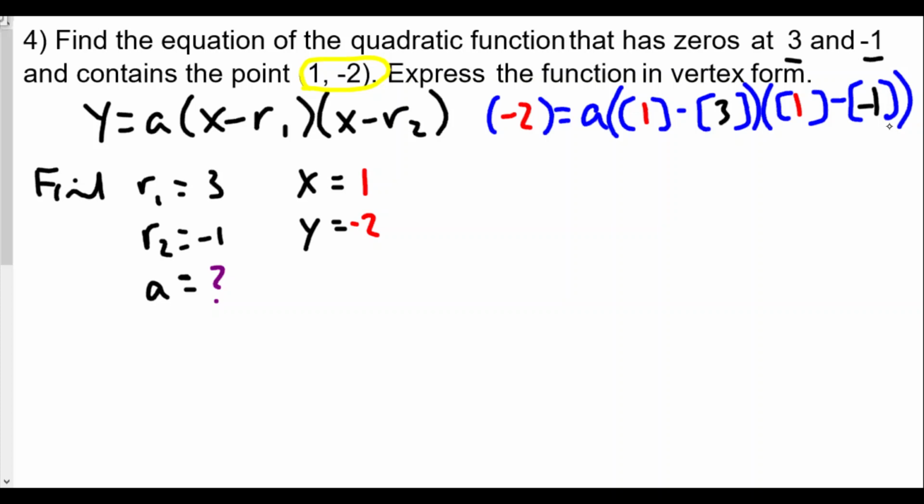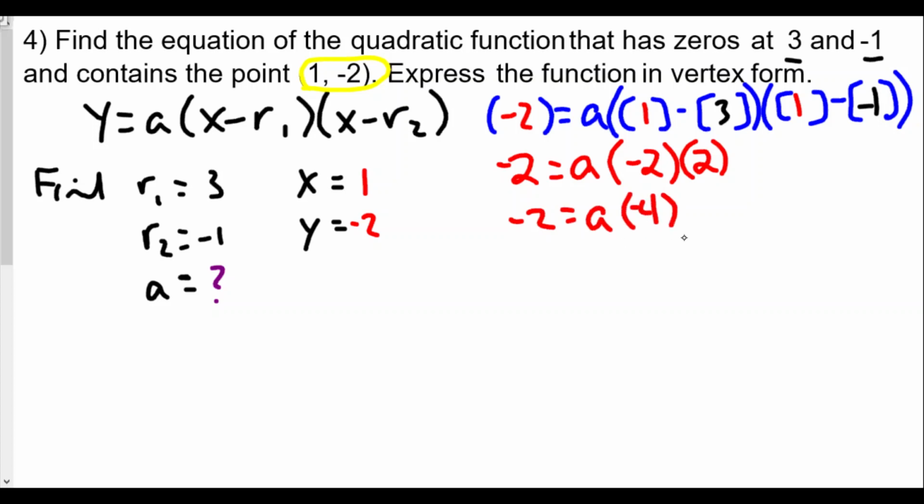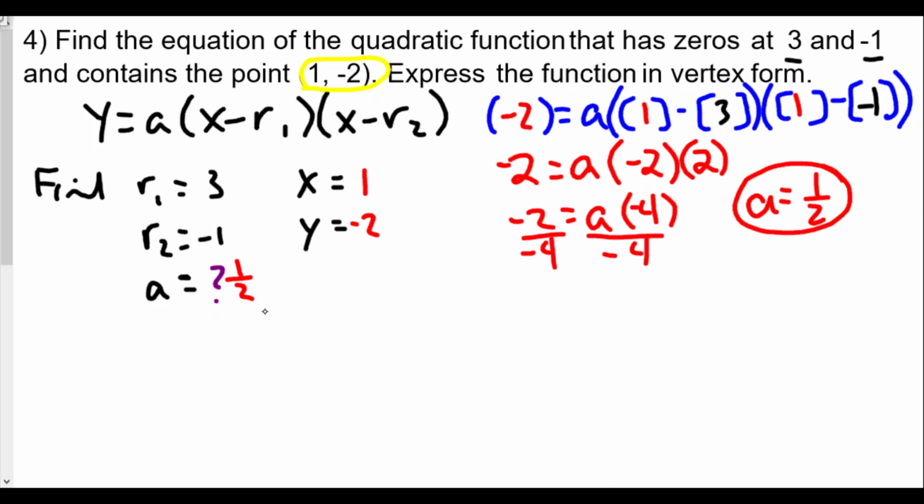So now, we simplify, and in this case we get -2 equals a times. Now, 1 minus 3 is equal to -2. 1 minus -1 is +2. So it gives the equation -2 is equal to a times 4. Well, -4 actually. And if we divide both sides by -4, our a value is +1/2. And so we found our a value.